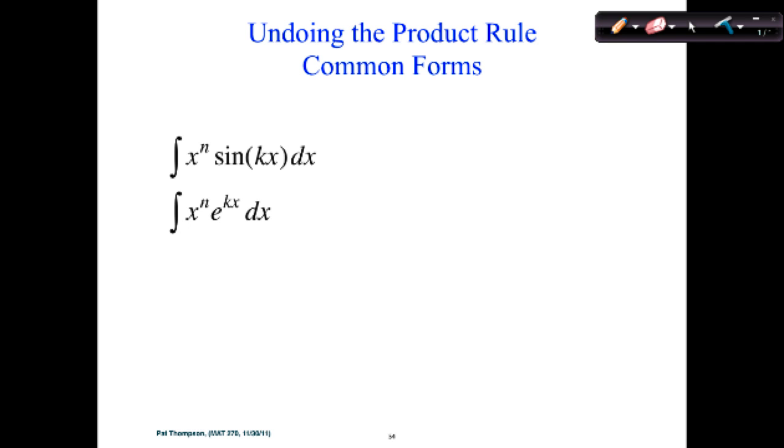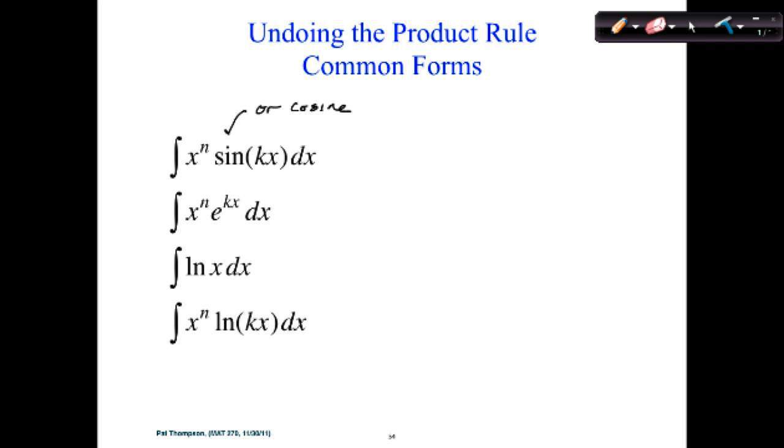Same thing, and this could be cosine of kx too. Okay, same thing here. Same idea, right? x to the n e to the kx. Again, it takes n iterations of undoing the product rule to solve it. Okay, natural log of x, we just solved that one. And then we said one of these, right? x to the n ln of kx.